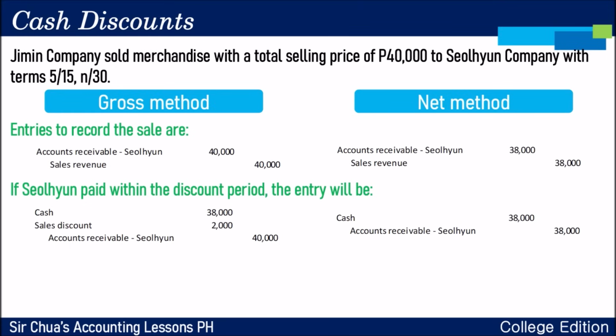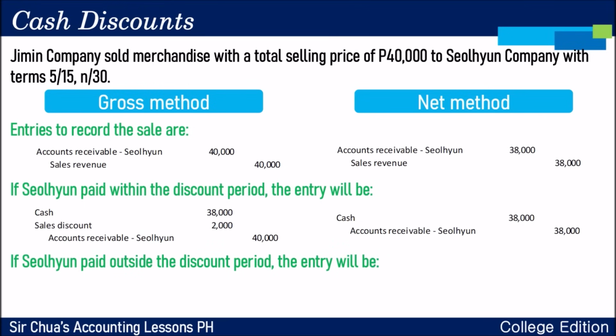So, basically, when you receive the receivable, diretso na, tanggal na po yung cash discount. However, what if the buyer paid outside the discount period? What will be your entry? In the gross method, diretsuhin mo lang ma-receive yung buong amount na 40,000, crediting accounts receivable for the same amount.